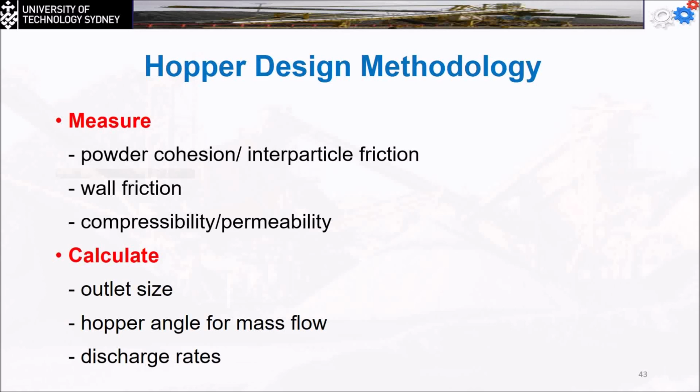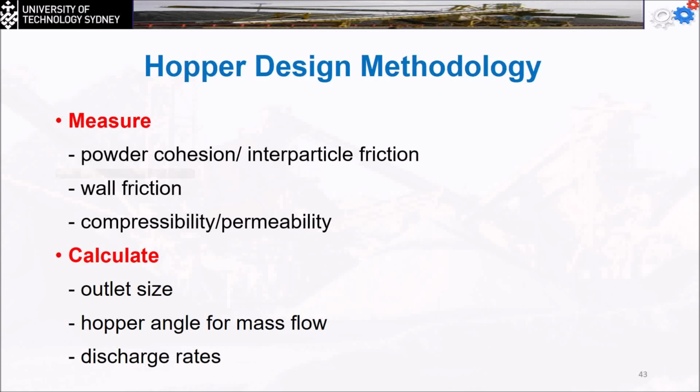For the powder cohesion and the interparticle friction, once again, this will be in the lab. According to these values, after you have characterized the material, you can simply recall these data and start to calculate first the outlet size, the minimum diameter of the outlet for the hopper, then the hopper angle for the mass flow, what angle you should choose to get mass flow, and you can calculate the discharge rate for the material when you have the discharge fully open.